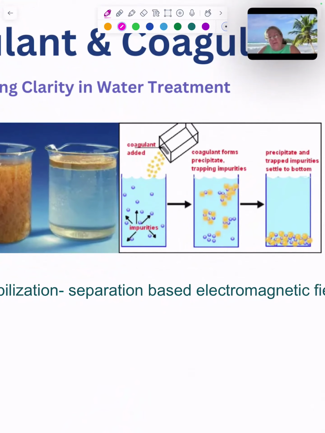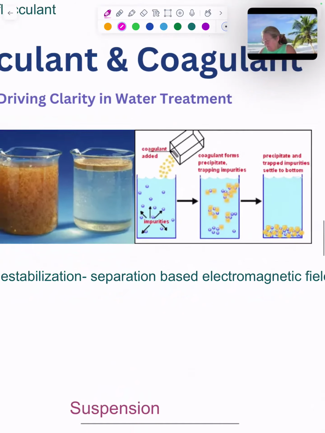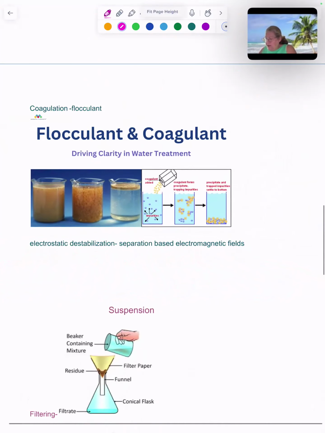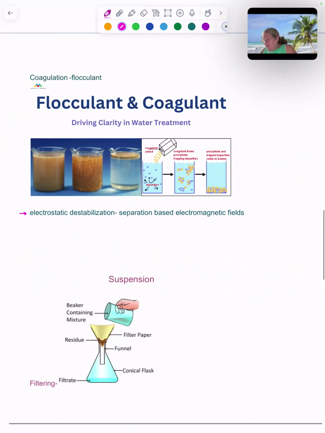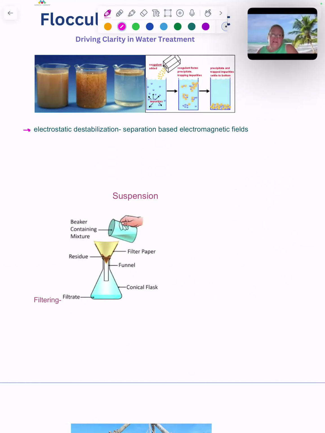So let's talk about filtering, because that is the most common way that we separate things. We can also use electrostatic destabilization. You're not going to see that super often. Flocculants, though, are kind of cool to do. Filtering is how we separate suspensions. We separate coffee grounds from the coffee by putting it through a coffee filter.